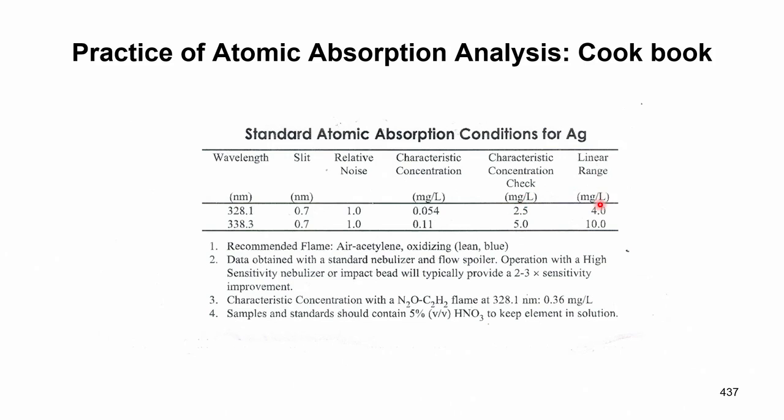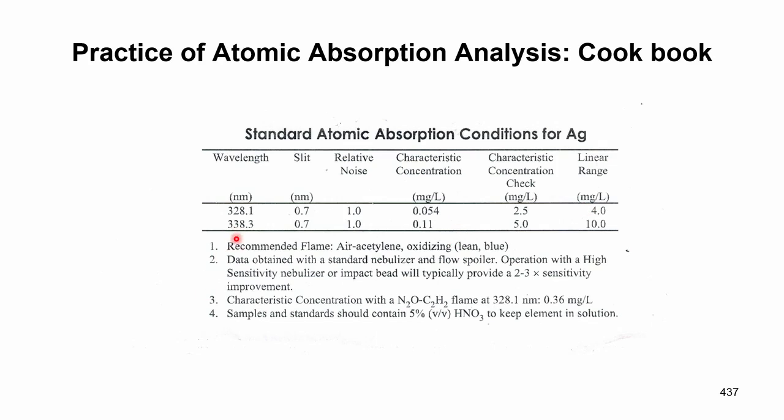The next range will tell you up to what ppm you can prepare your standard solutions. Here it is written as 4 milligram per liter, that means you can prepare your standards 1, 2, 3, 4, or you can choose anything, but it should be below 4.